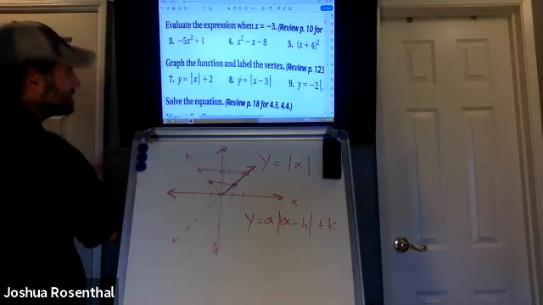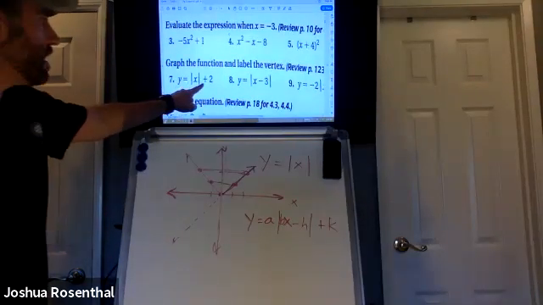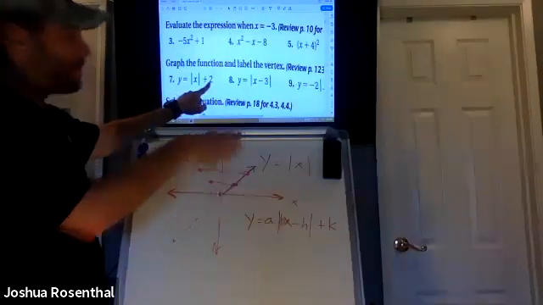Okay, so here you see 7, 8, and 9 are transforming. So what happens when you add a 2 out here? All it does is it takes this one and it bumps it up 2.